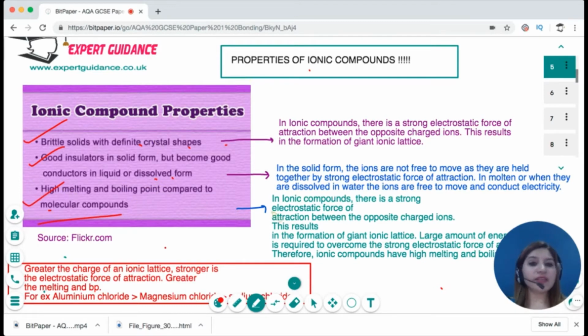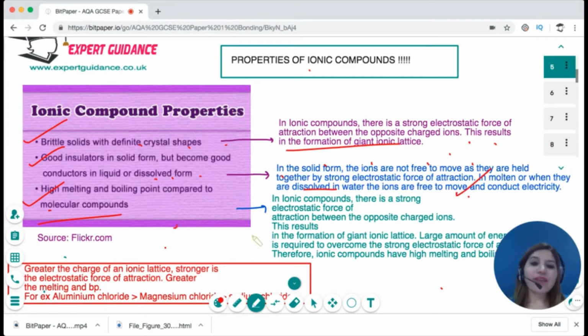Now, the reasons for these properties you should know. In ionic compounds, there's a strong electrostatic force of attraction between opposite ions. This results in the formation of a giant ionic lattice. Now, why is it a conductor in liquid form? In solid form, the ions are not free to move as they are held together by strong electrostatic forces of attraction. When molten or dissolved in water, the ions are free to move and conduct electricity.